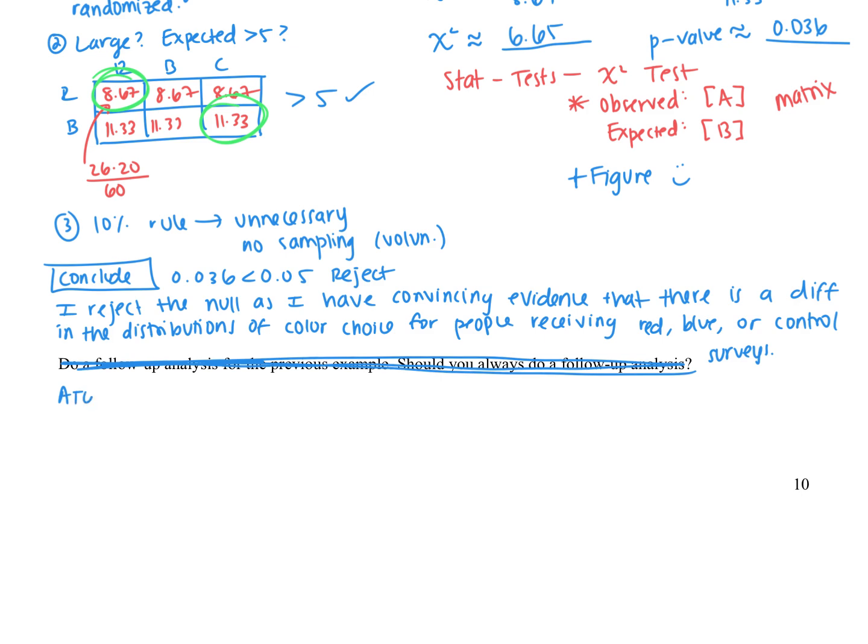Let's make sure we answer the question because we didn't directly use the wording for the question. Planting thoughts about color affects choice. So we would say yes. There is evidence that planting thoughts affects color choice.